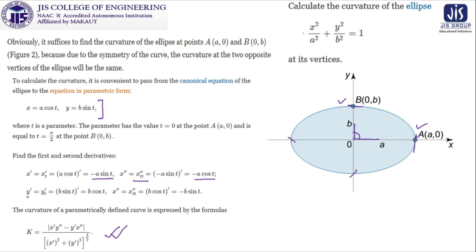Similarly, if we do for y dash, it will be the differentiation of b sin t with respect to t, so it will be b cos t. And if I differentiate this one, it will be minus b sin t, basic differentiations. So y dash, y double dash, x dash, x double dash, all are calculated.